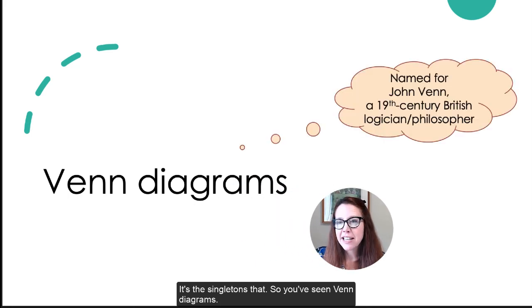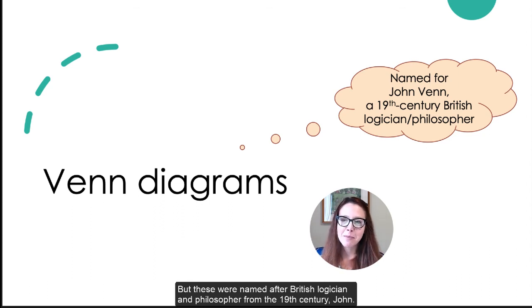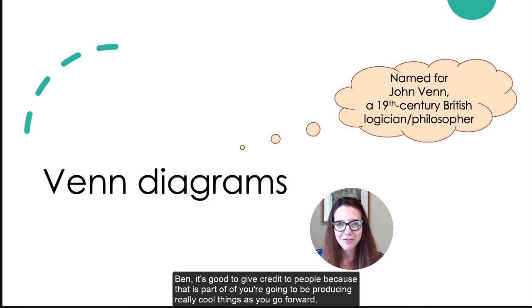So you've seen Venn diagrams. I'm sure at some point in your life you might have forgotten about them, but these were named after a British logician and philosopher from the 19th century, John Venn.